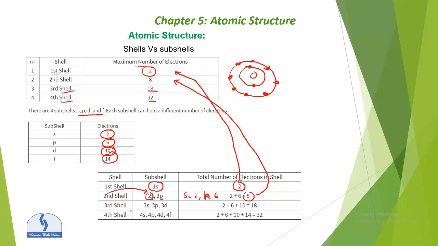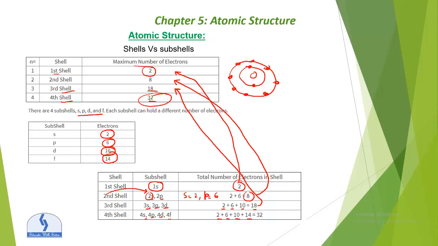Okay. Now, the third shell has 3 subshells, 3s, 3p, 3d. So it means S 2, P 6 and D 10. So how many? 2 plus 6 plus 10, that will be 18. So this is the third shell. And what about the fourth shell? It has 4 subshells, 4s, 4p, 4d, 4f. The maximum number of electrons is 2 for S, 6 for P, 10 for D, 14 for F. So 2 plus 6 plus 10 plus 14 will be 32. You can see this here, that will be 32 for the fourth shell.